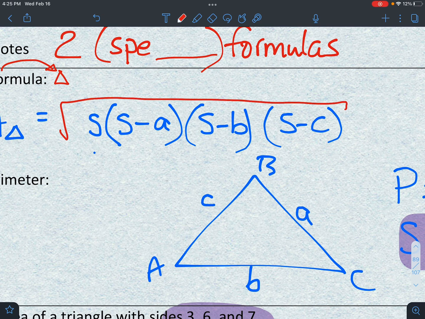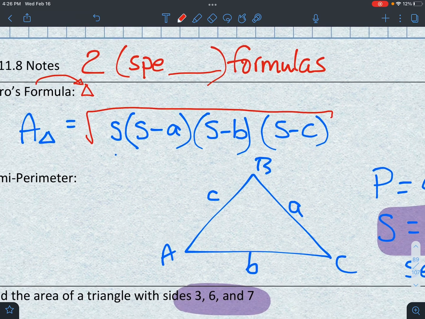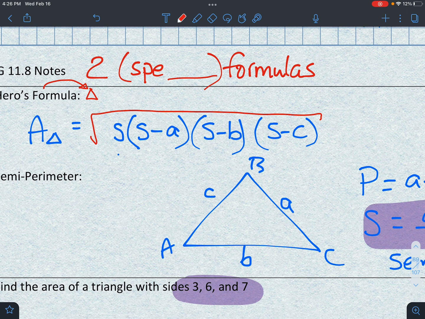S. What is this S you speak of, Mr. Larson? Why are we subtracting A, B, and C from S and multiplying all those together? Well, I'm not going to go through the proof. It's kind of complex. I've been through it once in my life, a long time ago, and I'm not going to drag you there. It's okay. Rest easy. I will show you how it works.